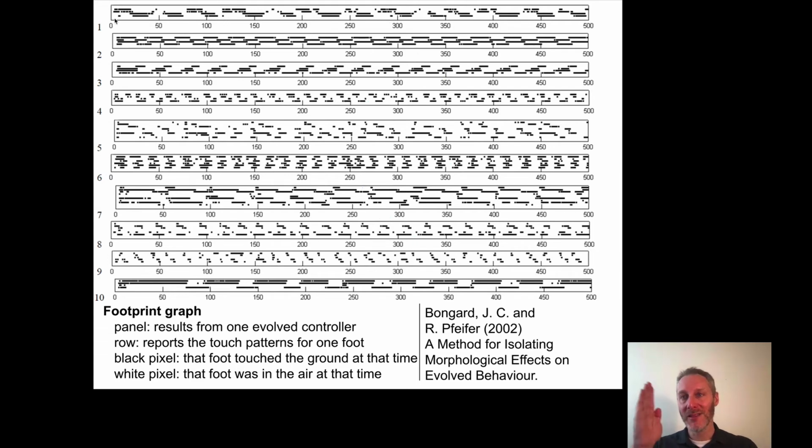We evaluate that evolved neural network in the simulator, in this case for 500 time steps. And at each time step, we record whether or not the foot is in contact with the ground. If that foot or that body part is in contact with the ground, we darken that pixel. If the foot is not in contact with the ground, we do not color in that pixel.